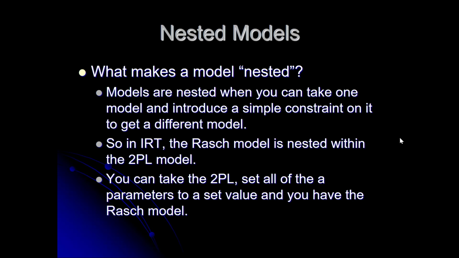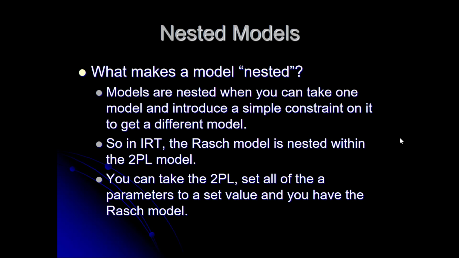Models are nested when you can take one model and introduce a constraint to get a different model. So in other words, one model is a special case of another model, right? Probably the most basic example we've seen of this in this course is the Rasch model. The Rasch model is essentially a special case of the 2 and 3PL models. So we can take, for example, the 2PL model, and we can set all the A parameters to a set value, and that will be equivalent to the Rasch model. And so the Rasch model is nested within the 2PL. So we could compare the fit of the 2PL and the fit of the Rasch model and determine empirically which model best fits the data.